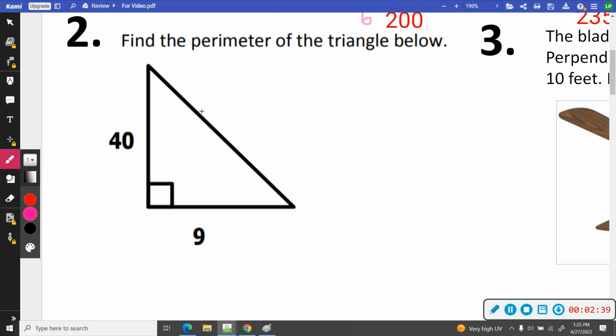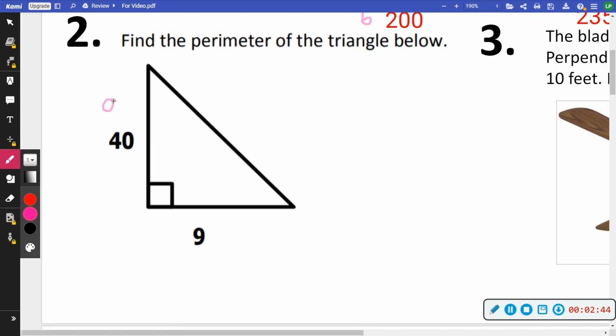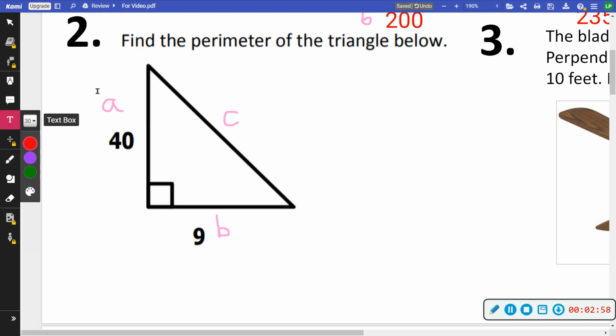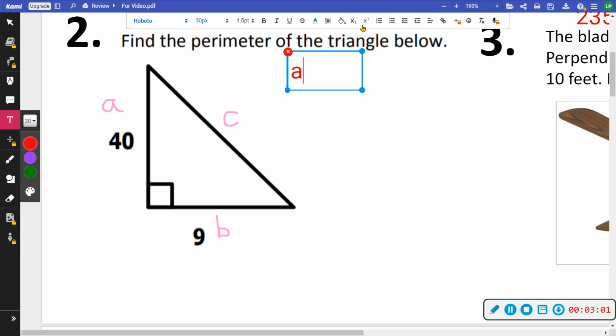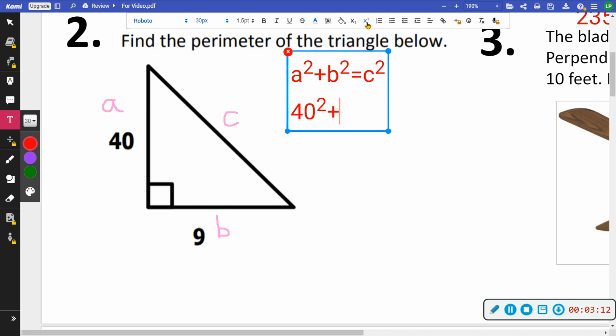Find the perimeter of the triangle below. We have what's called a right triangle. So we know this is a leg, we'll call that A. We know this is a leg, we'll call that B. And we need to find the hypotenuse, because to find the perimeter, you add around the outside of the shape. So we're going to use the formula a squared plus b squared equals c squared. That's called the Pythagorean Theorem. What is A? A is 40. What is B? B is 9. And we're trying to find C.